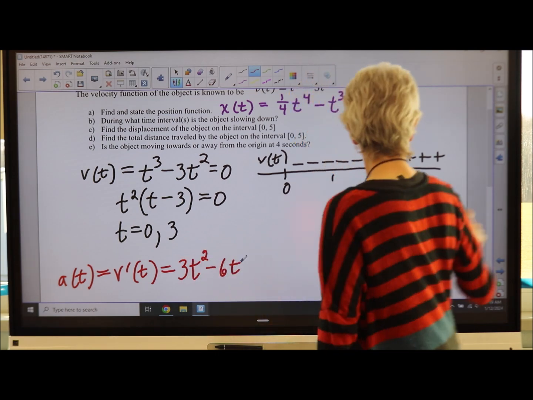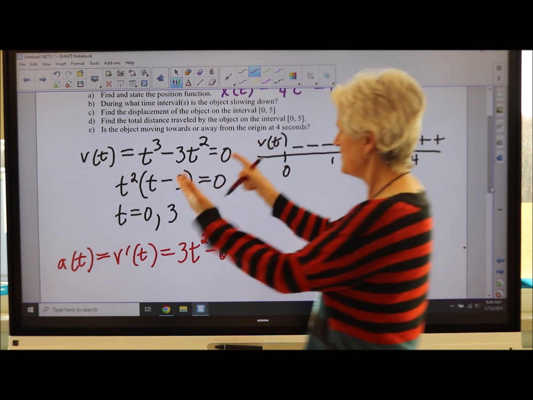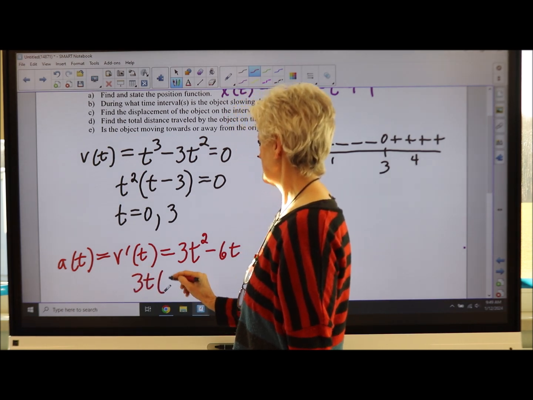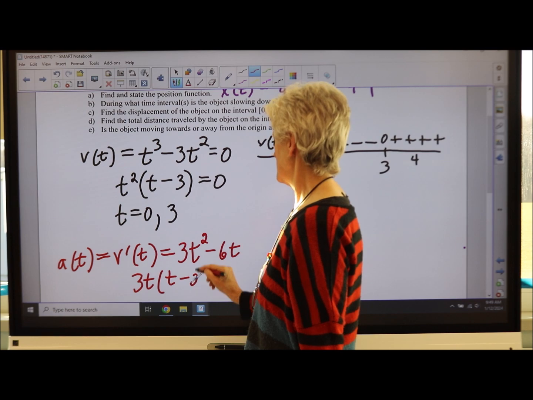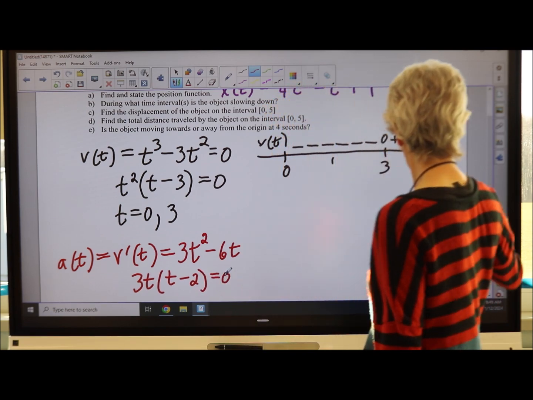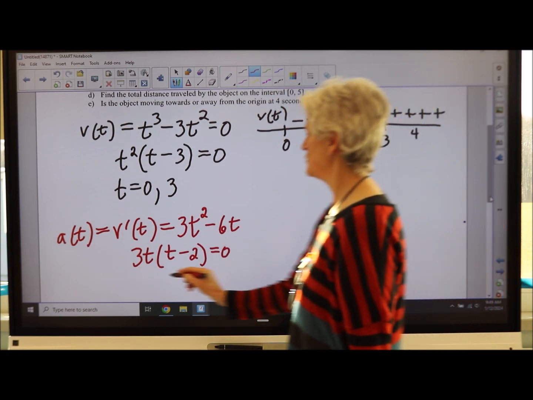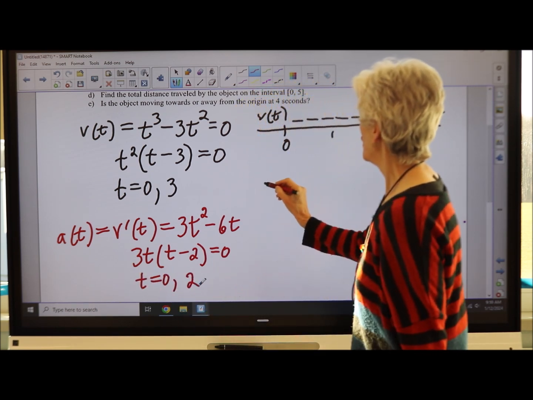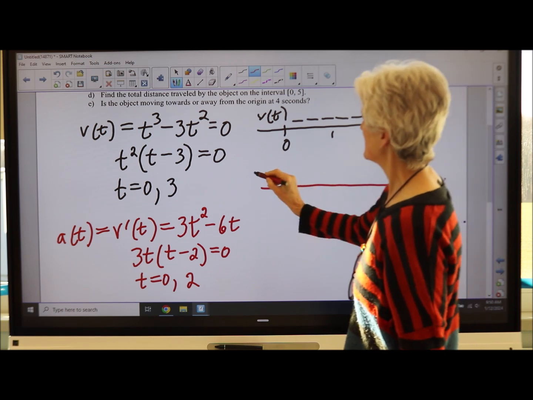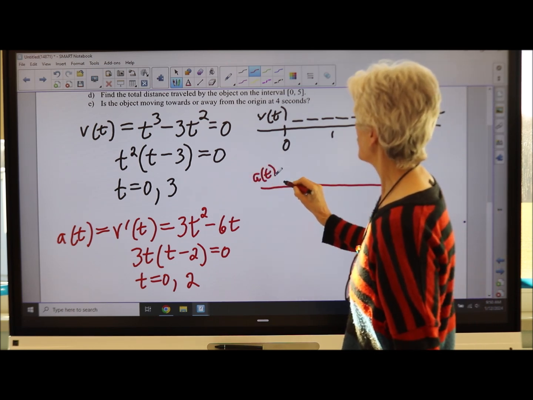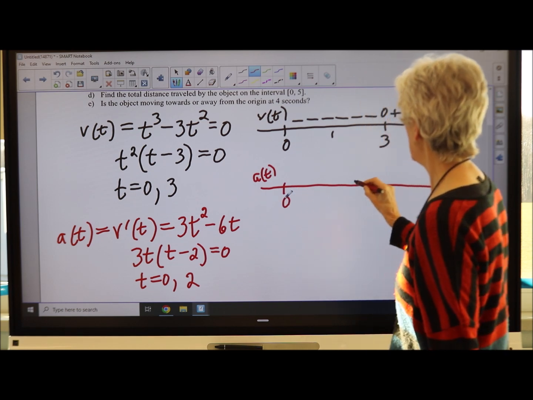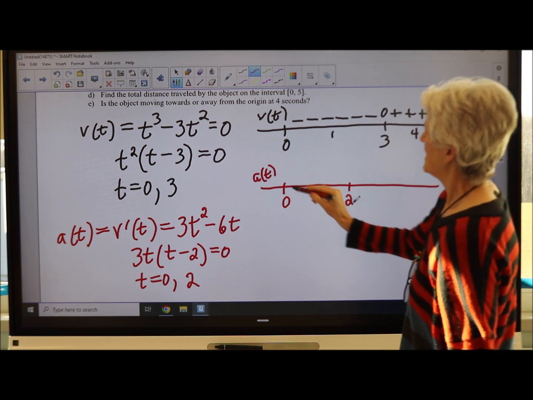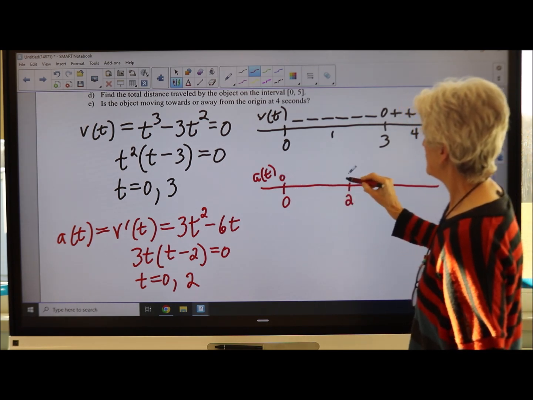Okay, let's find when acceleration is 0 for the same reasons. I'm going to factor out a greatest common factor of 3t. Okay, so it looks to me as though acceleration is going to be 0 at time 0 and time 2. Look at what I'm going to do. I'm going to make a nice acceleration number line right underneath my velocity. I'm going to line everything up here. So my acceleration is 0 here and 0 here.